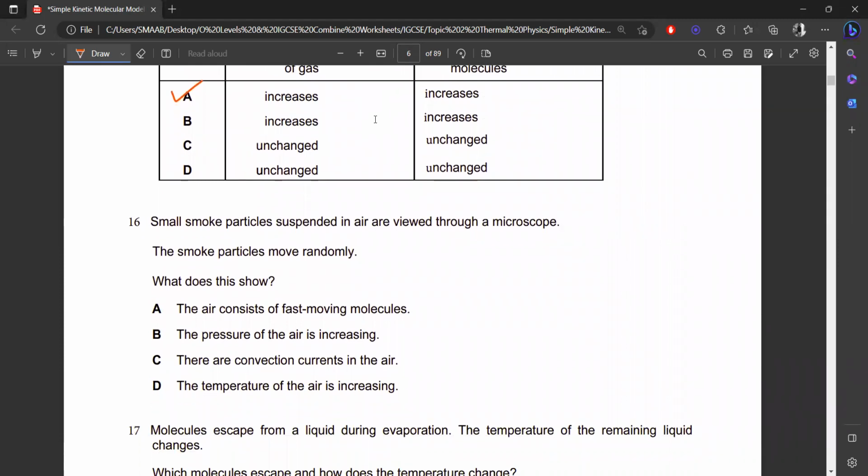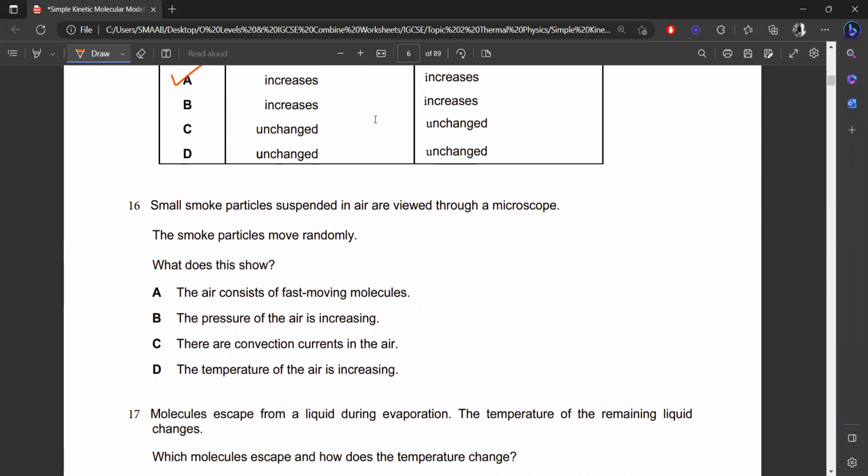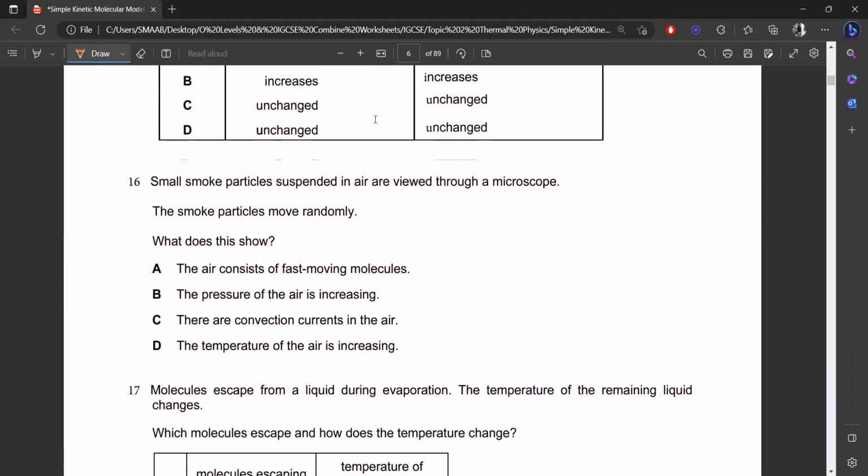Question 16. Small smoke particles suspended in air are viewed through a microscope. The smoke particles move randomly. What does this show? A. The air consists of fast moving molecules. Yes.